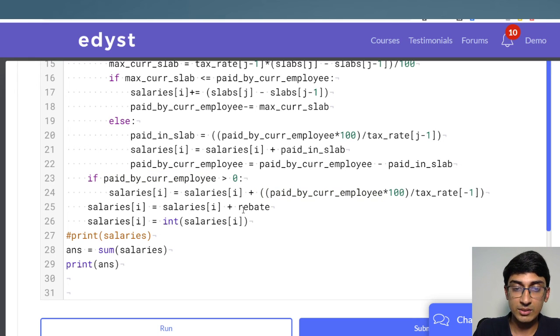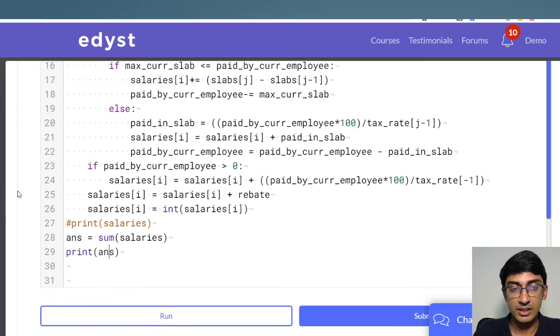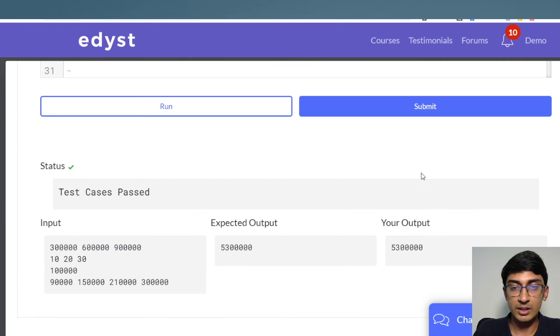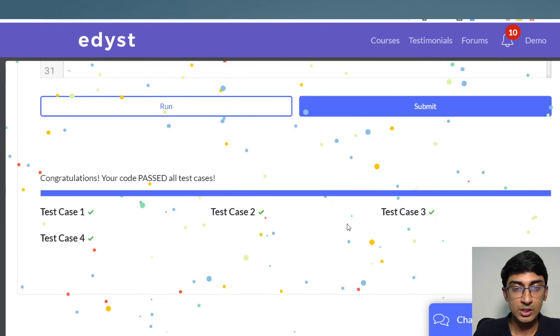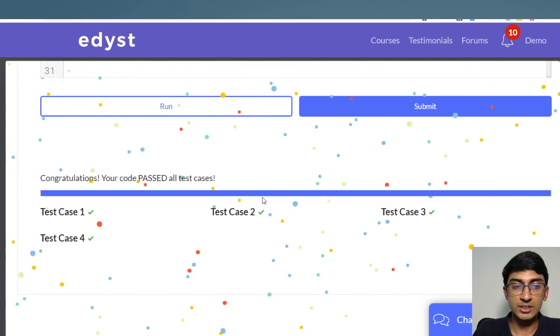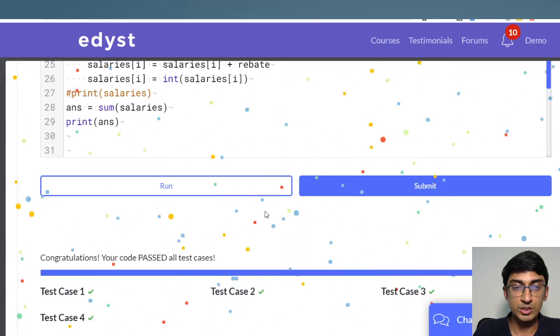Add the salary with the rebate, that is, add rebate to the salary, right? Convert the salary to an integer because the output has to be in an integer format, and then take the sum of the salaries and then print the answer, right? So I'll just run it and show you and submit. It works. All right. So that's the solution, and that's the logic for this one.